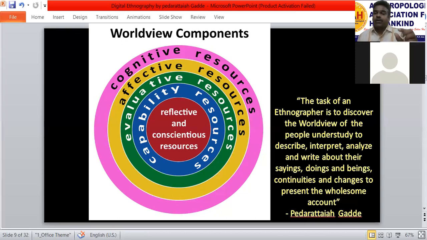So in each sphere or domain of the worldview, for example the cognitive domain, what do we find out when, as an ethnographer, we enter the village, the community or people group? We want to find out what is already ongoing in the cognitive domain of the people group under study. What exactly do we mean by the cognitive domain? The cognitive domain consists of the ways of thinking and reasoning, people's ways of thinking and reasoning. It consists of fundamental mental constructs, categories, and logic.